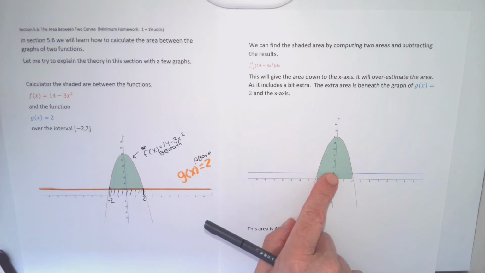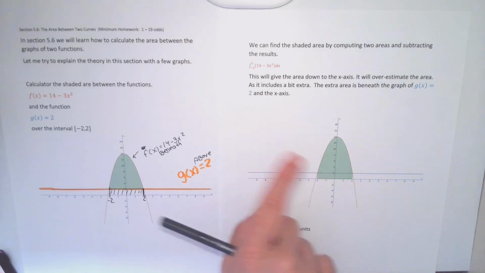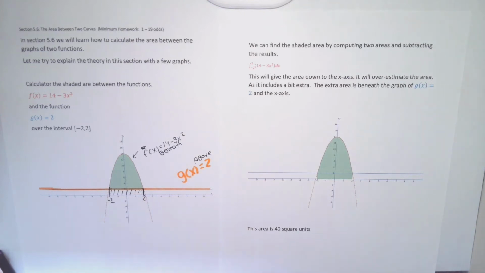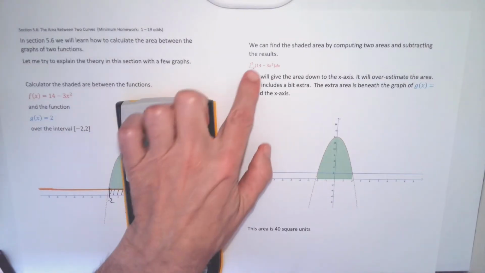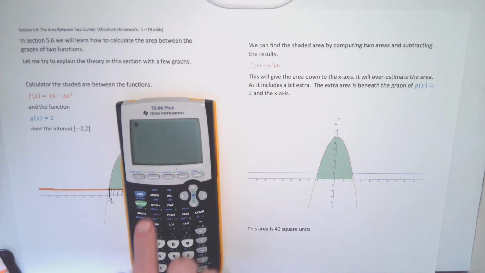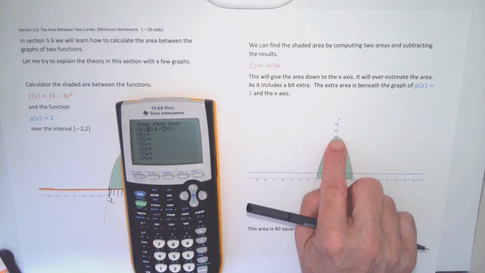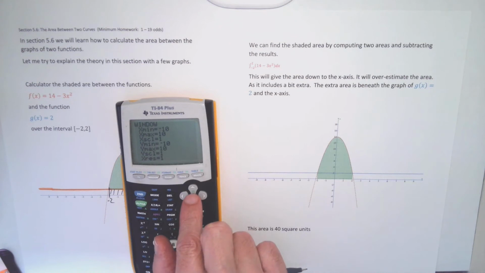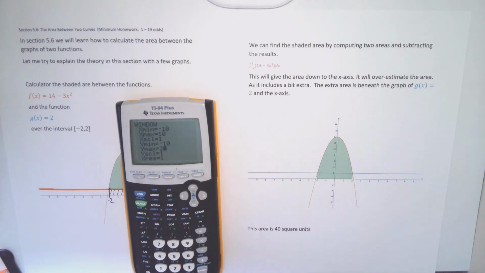Let me calculate the total area here, the area that I want plus the extra area, by just using my calculator. So I'm going to enter this function 14 minus 3x squared in y1. So y equals 14 minus 3x squared. I'm going to set my window so I can see this 14. I imagine I have a standard window right now. I'm just going to take my standard window and make the y max higher than 14 so that I see this nice parabola.